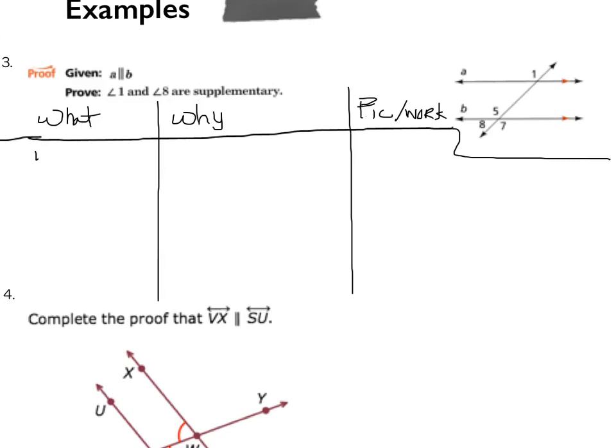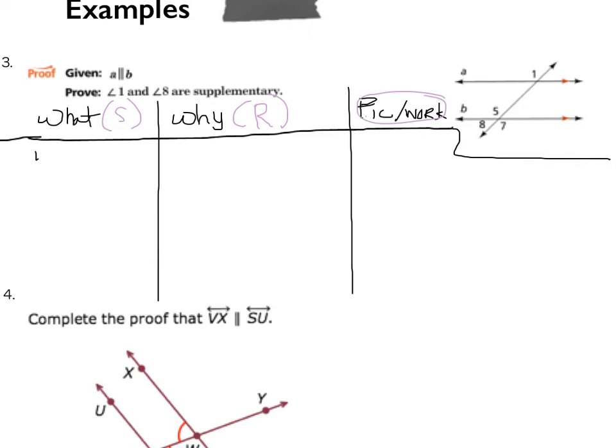Number 3 says, given A is parallel to B, okay, we know they're parallel. Angle 1 and angle 8 are supplementary. This is what we need to prove. And here is our beautiful picture that they gave us. Thank goodness. And I've already started with my what, why, and my picture and my work. Remember, the what is going to reference to the statements. The why is the reasons. And then again, the pick work is just our notes that we're using to help us.